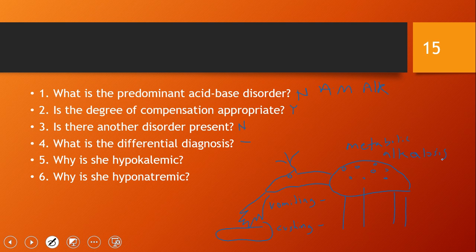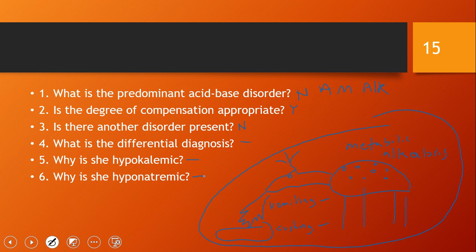Why is she hypokalemic? I don't know. Vomiting? Maybe that happens in Cushing's disease. Let me think here. In Cushing's disease, a person has too much aldosterone. I don't really know. I'm not sure. I'm just trying to think here. This might not apply, but I just remember metabolic alkalosis and the vomiting connection. So why is she hyponatremic?